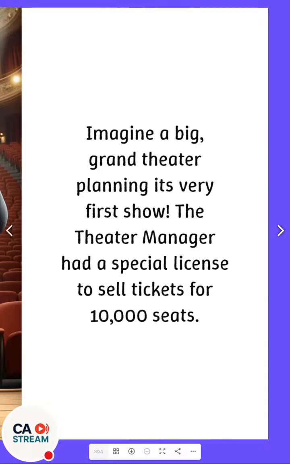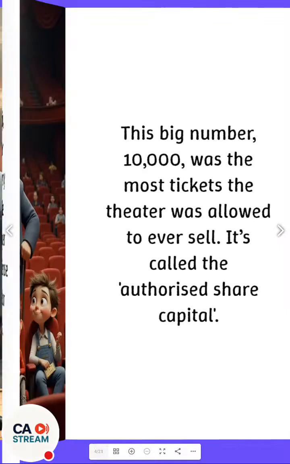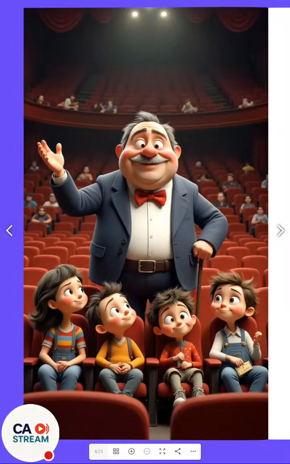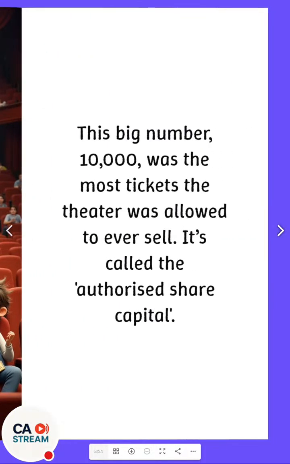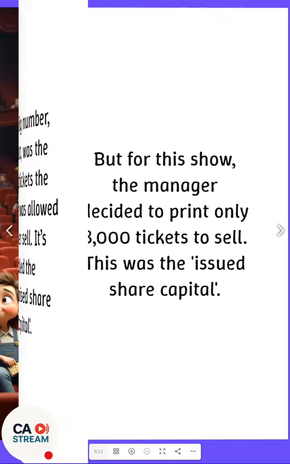Beyond that 10,000 shares, the company is not eligible to issue to the public until and unless it amends the share capital clause of the Memorandum of Association. But as of now, the total number of the shares that can be issued to the public by the company is 10,000. Now, see, here there are 10,000 seats. This big number of 10,000 seats will be called authorized capital.